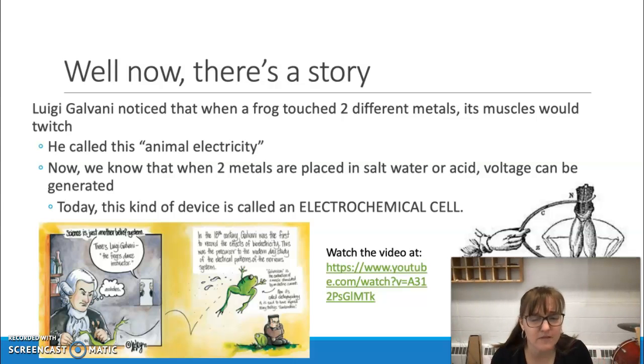So this lovely person called Luigi Galvini noticed that when a frog touched two different metals, its muscles would twitch. He called this animal electricity. We now know that when you've got two metals that are placed in salt water or an acid, voltage can be generated. This is called the electrochemical cell. If you want to see what he was looking at, you can go back and look at this lovely YouTube video here so you can see what's going on.